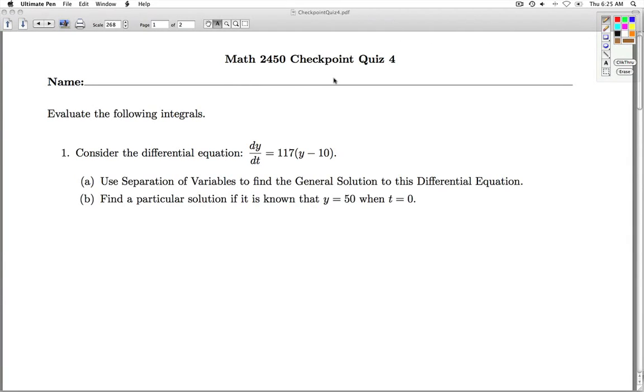Hi folks, this is Applied Calc 2, Checkpoint Quiz 4. Number 1, we're given a differential equation. We're asked to solve this differential equation using the technique of separation of variables. And then we're asked to find a particular solution if we know a certain initial condition.